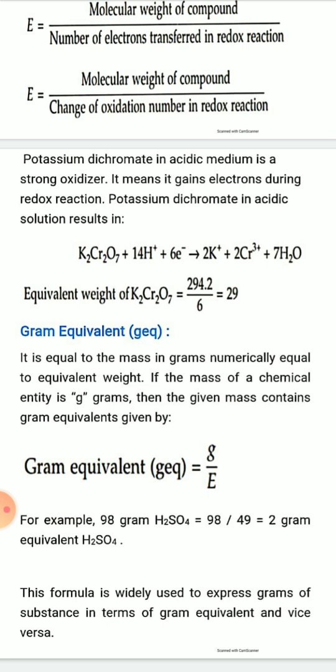Okay. So today I have discussed equivalent weight and how to calculate the equivalent weight of different substances, that is, equivalent weight of acids, bases, and oxidizing and reducing agents, and gram equivalent. You have to remember the formulas or relations.